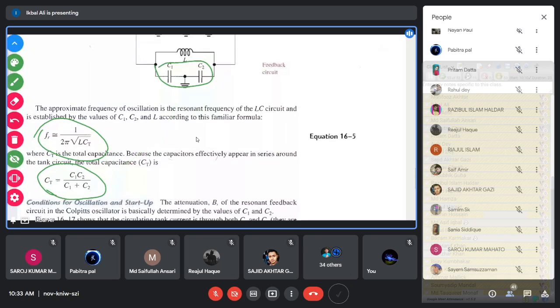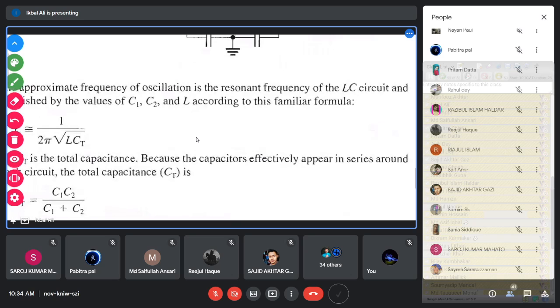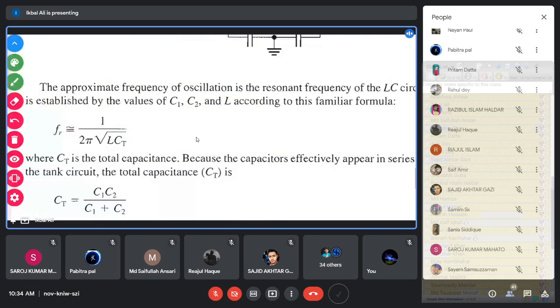So this is all we have discussed about the Colpitts oscillator. The Colpitts oscillator is a high frequency oscillator. You see this L, you check this frequency expression a little bit, why it can generate very high frequency. The frequency expression contains L and C in the denominator.